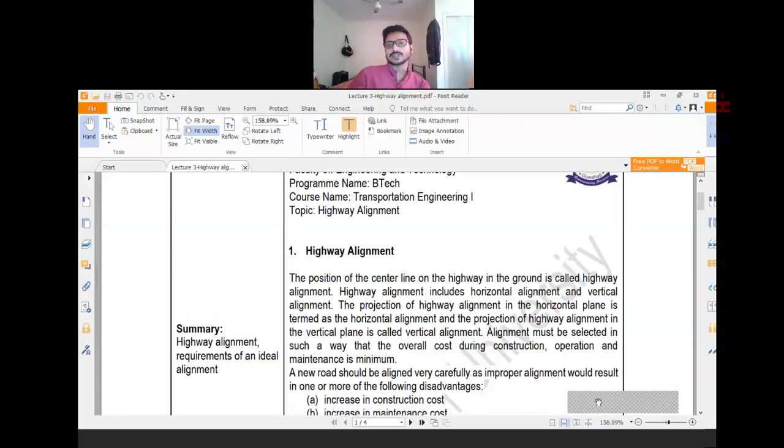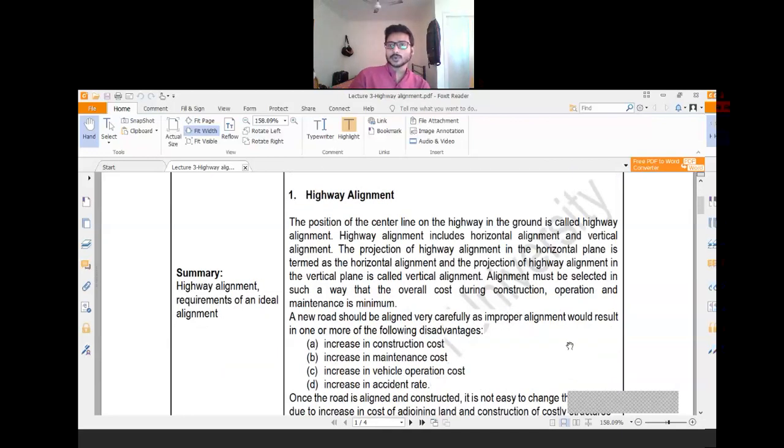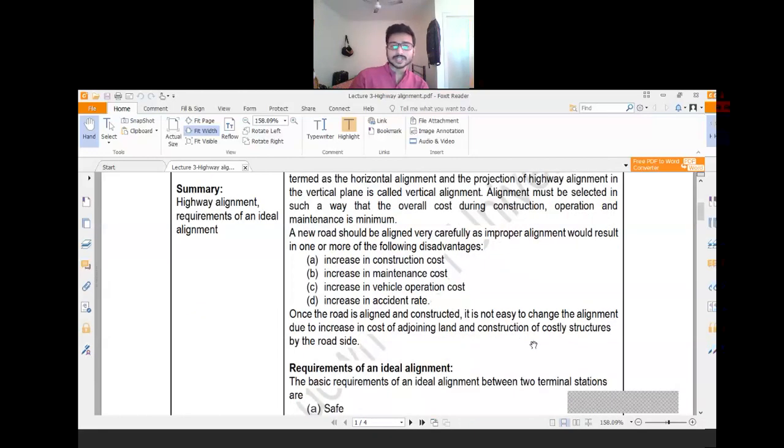Now, the projection of highway alignment in the horizontal plane is termed horizontal alignment, and the projection of highway alignment in the vertical plane is called vertical alignment. A road alignment should be selected in such a way that the overall cost during construction, operation, and maintenance is minimal. If an improper highway alignment is made, it will increase the construction cost, maintenance cost, vehicle operation cost, and it will always increase the accident rate.